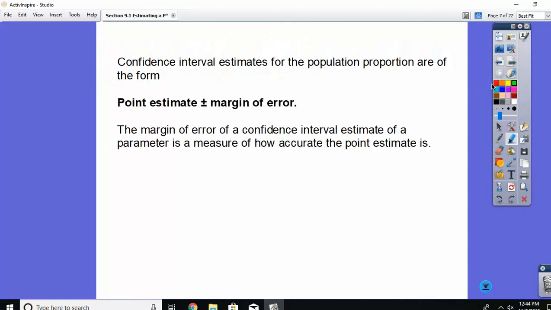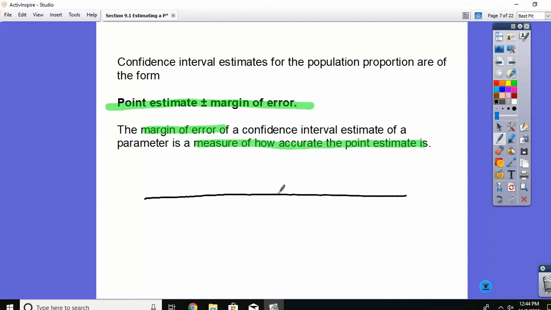When we create these confidence intervals, they are going to be of this form. It'll be the point estimate, so like the p-hat thing, plus or minus some margin of error. When I talk about margin of error, it's really just a measure of how accurate the point estimate is. So in other words, we have our point estimate. Which is really just kind of like our guess. It's based on the sample, it's what we think is true.